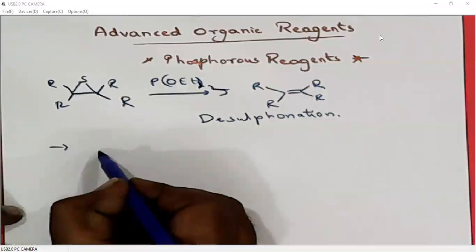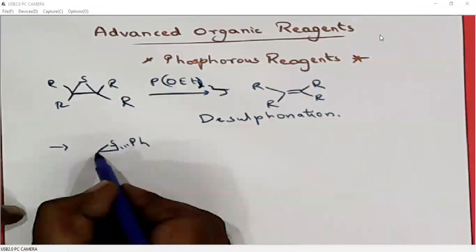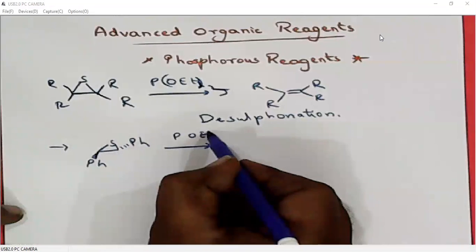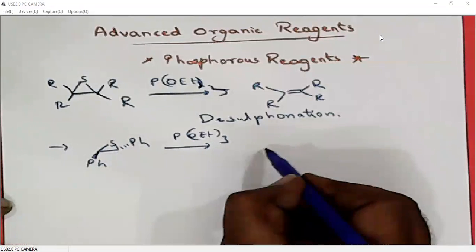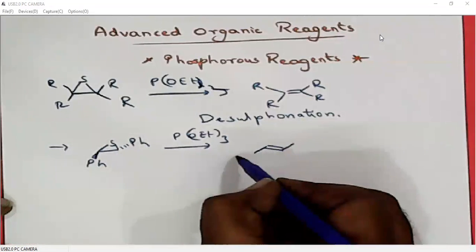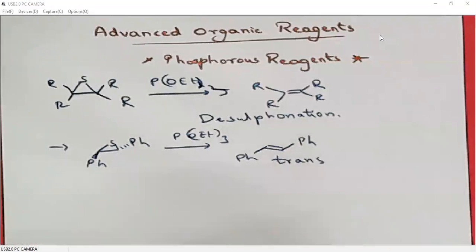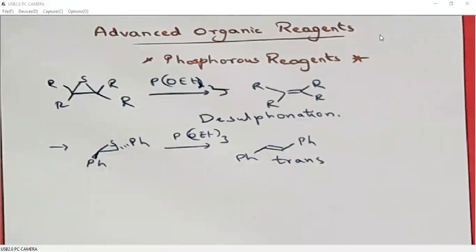It is a stereospecific syn elimination reaction, where if the two substituents are trans to each other, then the alkene will be trans. So it is a stereospecific syn elimination reaction. If the two substituents are cis, the product will be a Z double bond, Z alkene. If the two substituents are trans to each other, the product will be an E alkene.